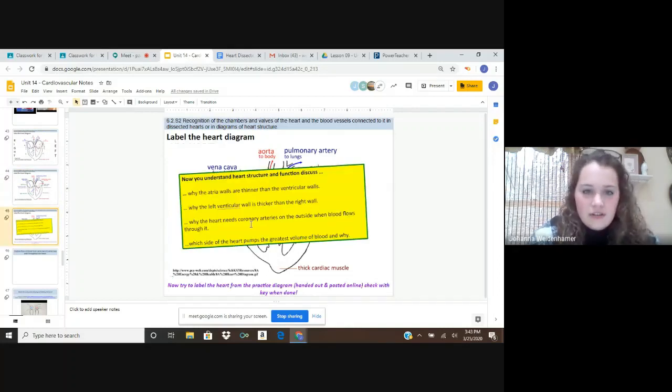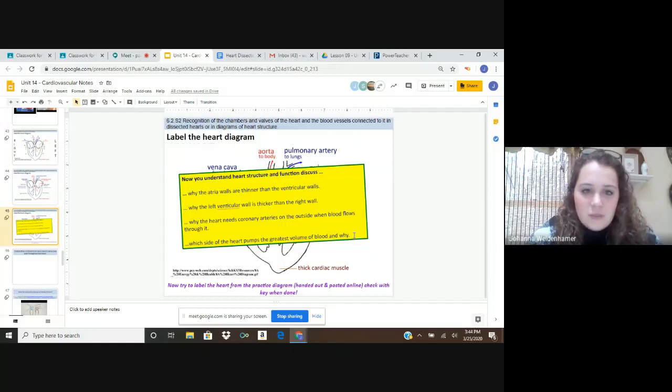Taking a look at our third question: why does the heart need coronary arteries on the outside when blood flows through it? Remember that the heart is a muscle. There's muscular tissue in the heart, so the heart also needs oxygenated blood to function. It not only pumps blood throughout the body and gets it from the body, it also needs an artery that's bringing it blood as well, because it's a muscular tissue that needs blood just like all other tissues.